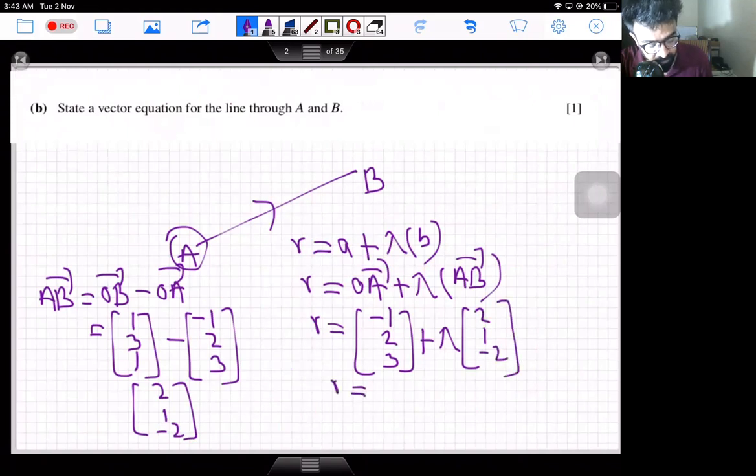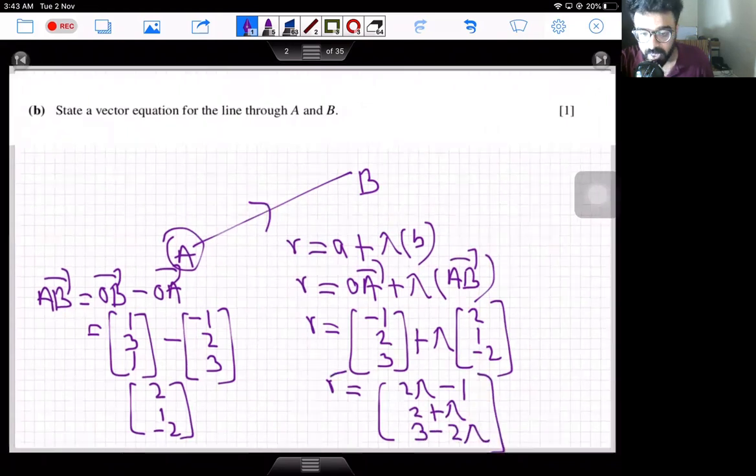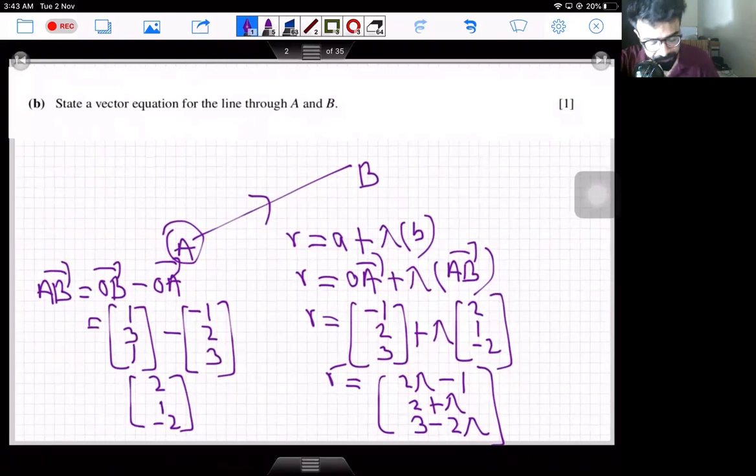So the vector equation of this line is r equals 2 lambda minus 1, 2 plus lambda, and 3 minus 2 lambda. This is your vector equation of the line AB. This is for 1 mark.